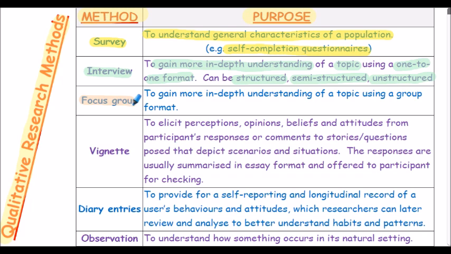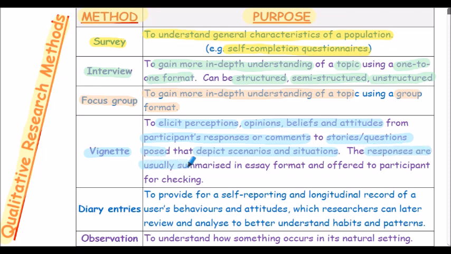Focus groups. These are used to gain more in-depth understanding of a topic area, but this time using a group format. The vignette. These are used to elicit perceptions, opinions, beliefs, attitudes from participants' responses or comments to stories or questions that are posed to them that depict various scenarios or situations. The responses of the participants are usually summarized in an essay format and then offered to the participant for check-in.